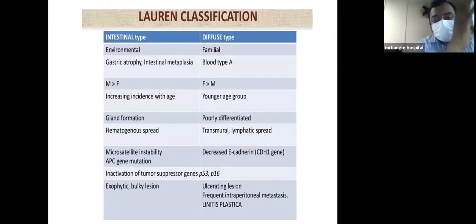And if we go deeper into the Lauren classification, we will find that the intestinal lesion is a bulky exophytic one with increasing incidence as age increases, and mostly occurs in males, having microsatellite instability and APC gene mutation as a causation. It has gastric atrophy and intestinal metaplasia in its background, where environmental factors play a vital role in causing the disease itself.